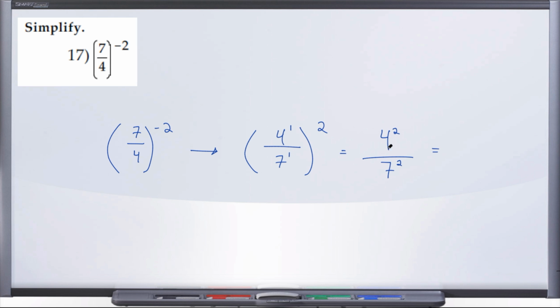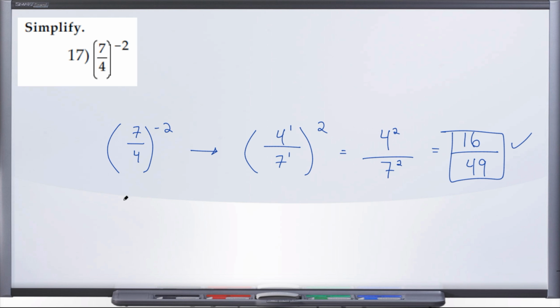And we can evaluate here, can't we? 4 squared is going to give us 16. 7 squared is going to give us 49. And so for number 17, we have our answer, 16 over 49. Now, you could have treated this differently.